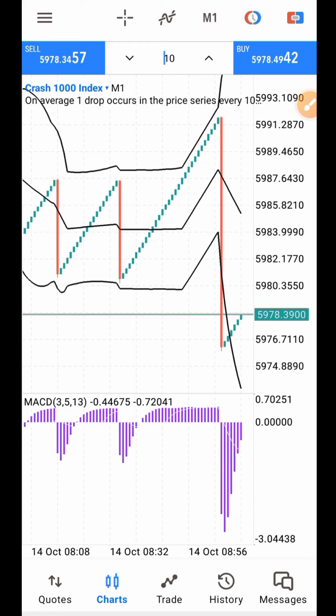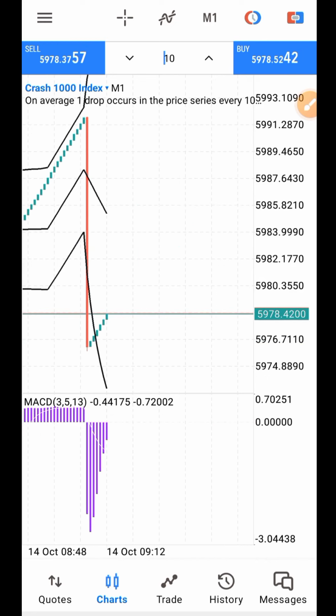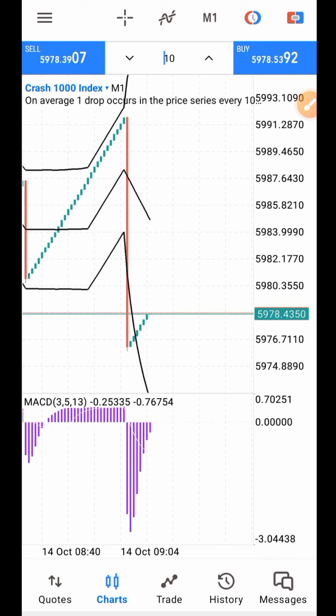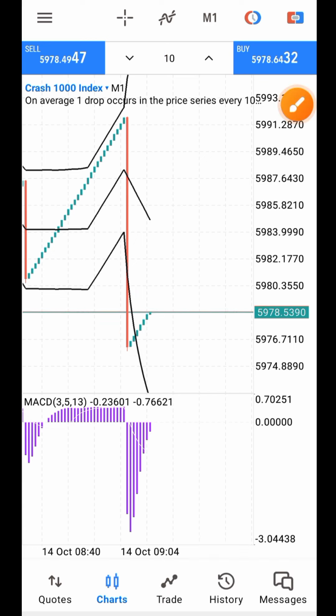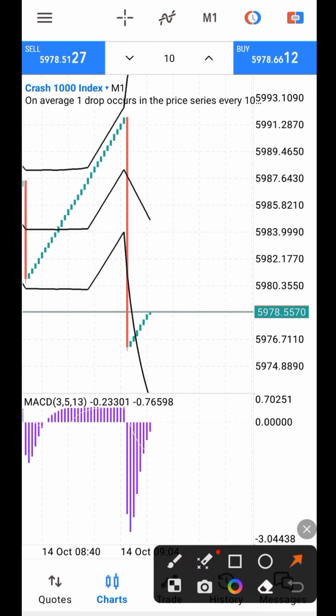The strategy works on boom and crash. You understand? So this is how it goes. The market is on the lower band now. I want to scalp crash 1000. And the MACD is still selling, telling us it's still below the level zero. You understand? But there's something the MACD is telling us. It's showing us the deceleration in this downtrend.